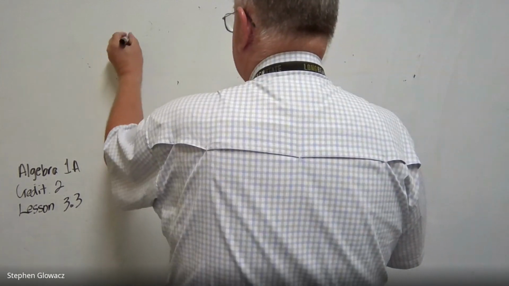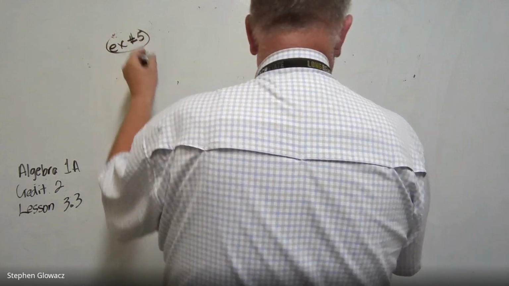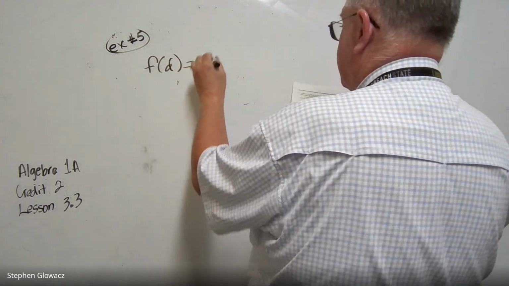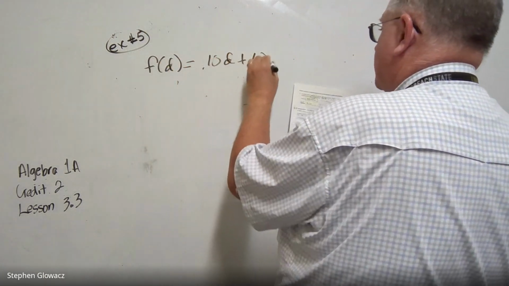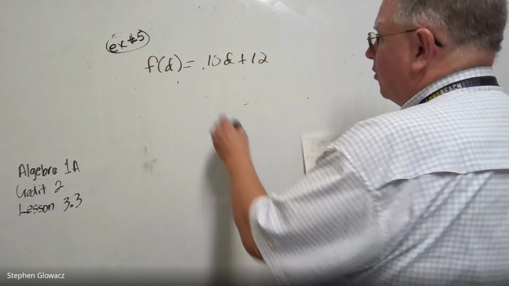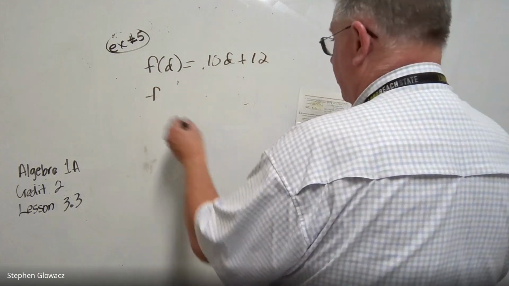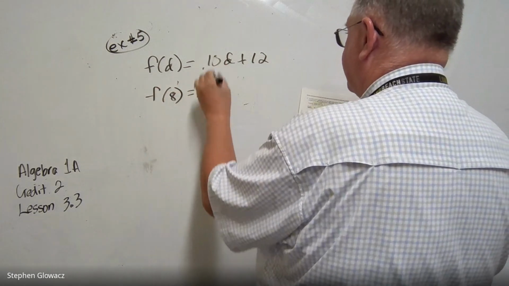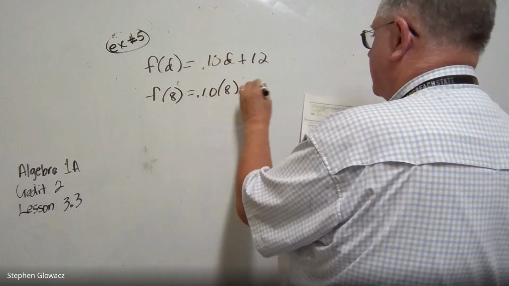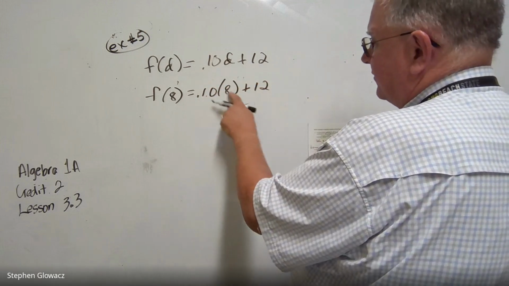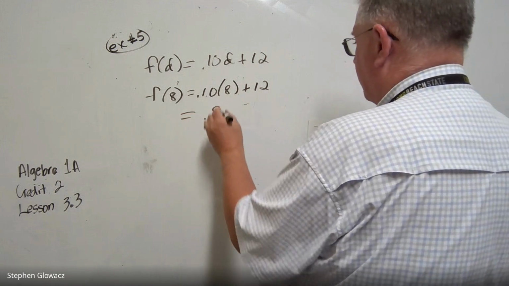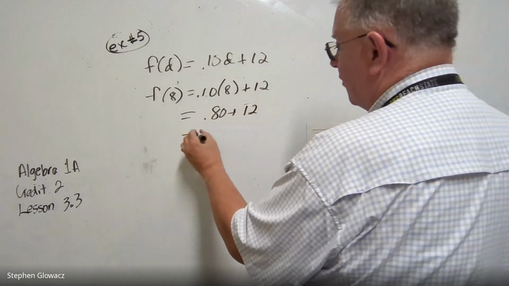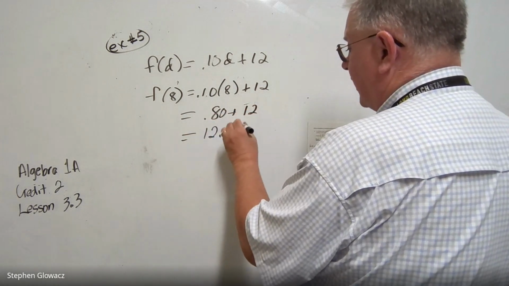So for our example for number 5, we're going to evaluate this function. Now our function for our example is going to be 0.10d plus 12. And so we want to know the temperature in 8 decades. So we're going to substitute 8 in for d. And we have 0.10 times 8, which would be 0.80 or 0.8, either way, plus 12 gives us 12.8.